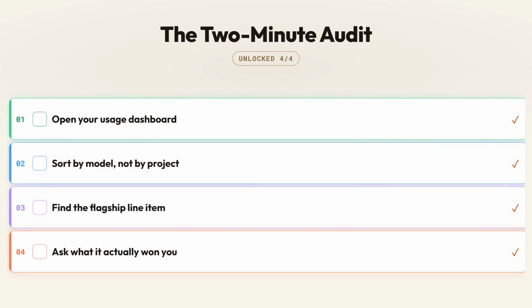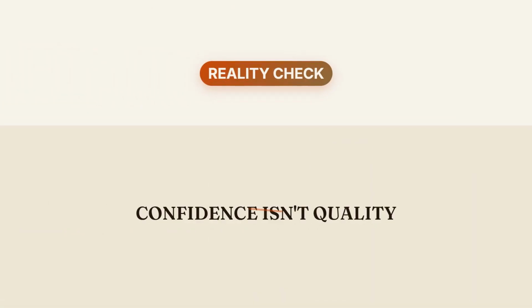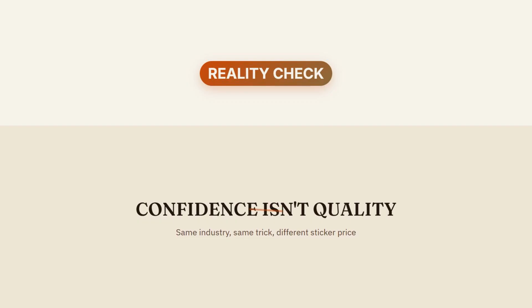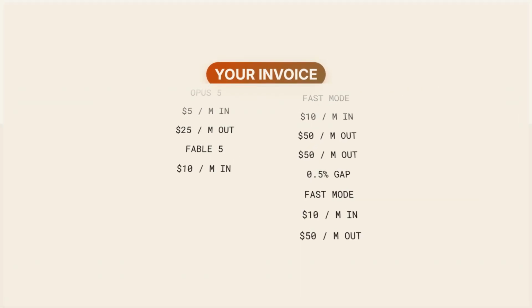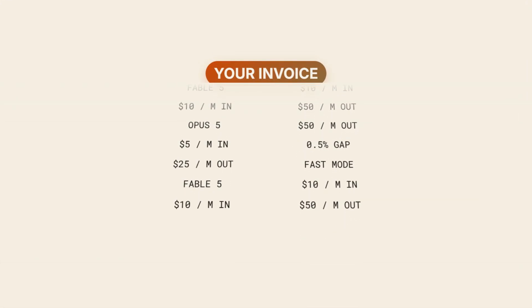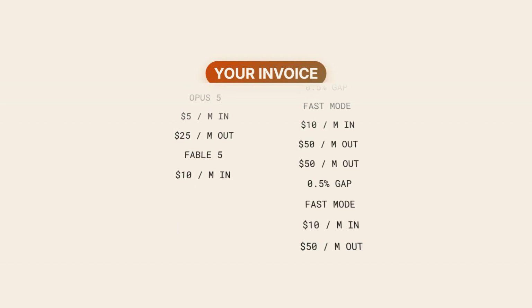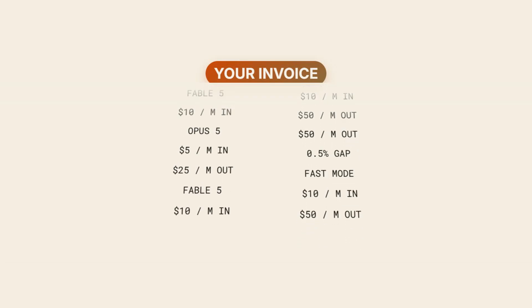won you. This is the same industry that sold you a $50 laptop stand for posture. Model snobbery sells the same way, confidence dressed up as quality. Zoom into any real invoice and the line items just keep scrolling: model name, token count, $, repeat. Most of them nobody ever reads twice.